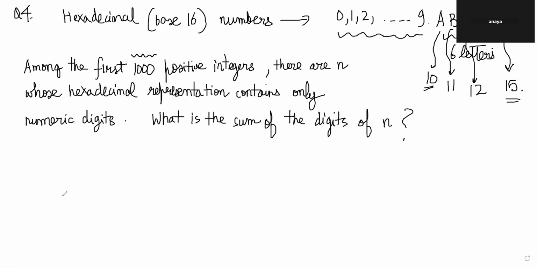No, I got 153 as my answer. The answer is much more than that. There are many more numbers that use just 0 to 9 in base 16. You can make 3-digit numbers. You don't have to restrict yourself to 2-digit numbers.